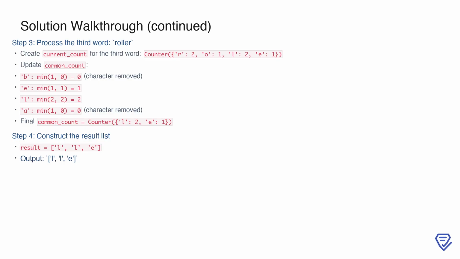From here, we construct the result list by expanding the characters in common_count based on their frequencies. So, L appears twice, and E appears once, resulting in the output L, L, E.